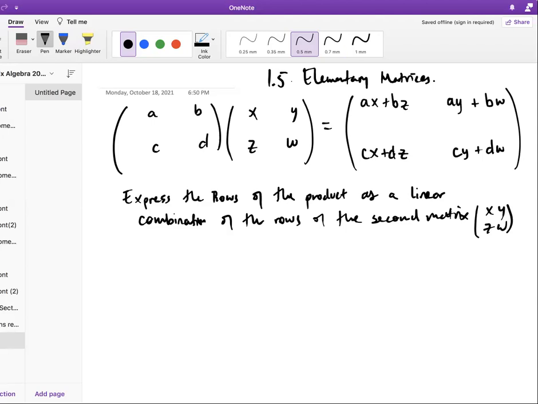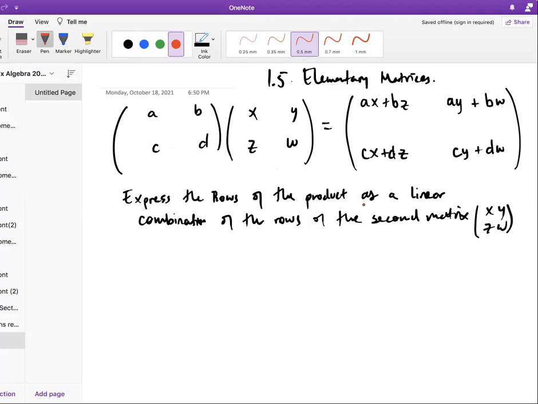So to start talking about elementary matrices, I really want to talk about viewing matrices as a function that acts on the elements in a matrix. So if I want to think of the matrix ABCD times the matrix XYZW, I really want to see what this matrix ABCD is doing to the elements of XYZW. So we have our formula for what that does. It's AX plus BZ, etc.